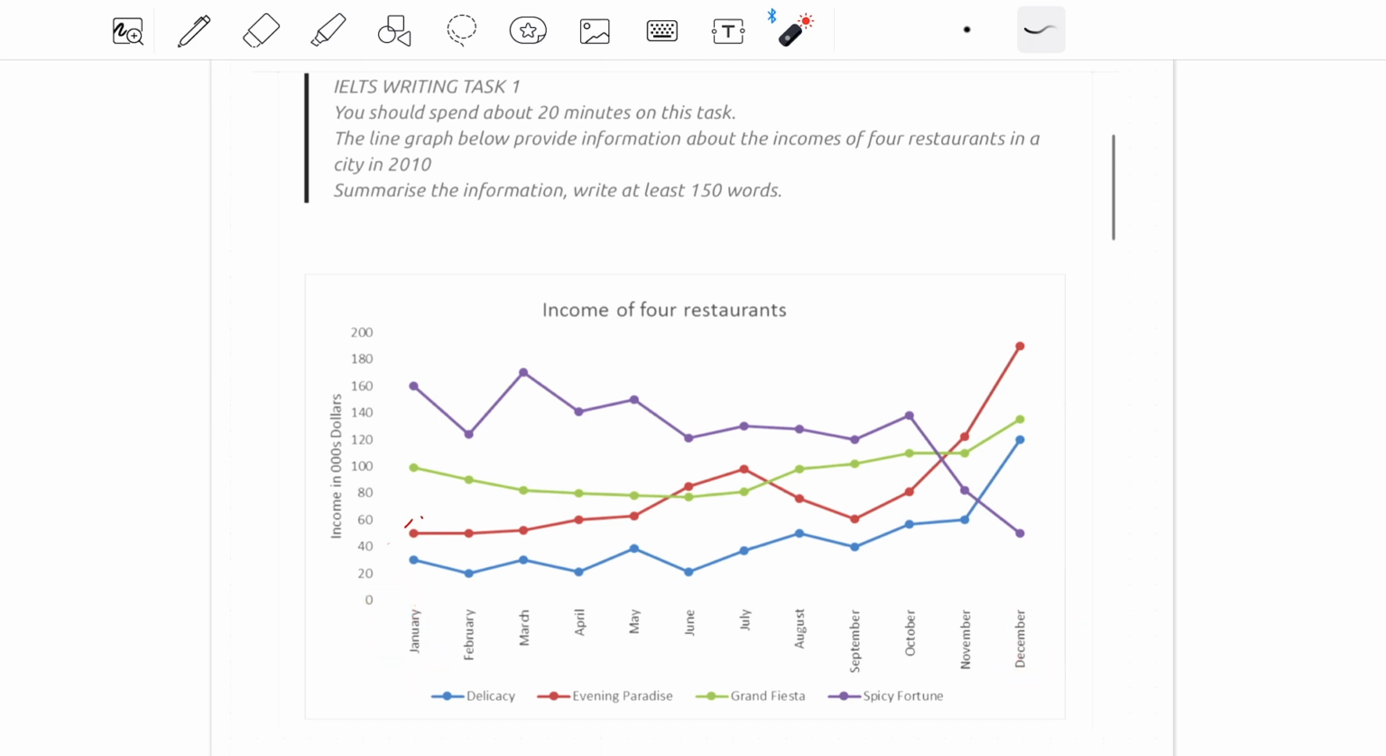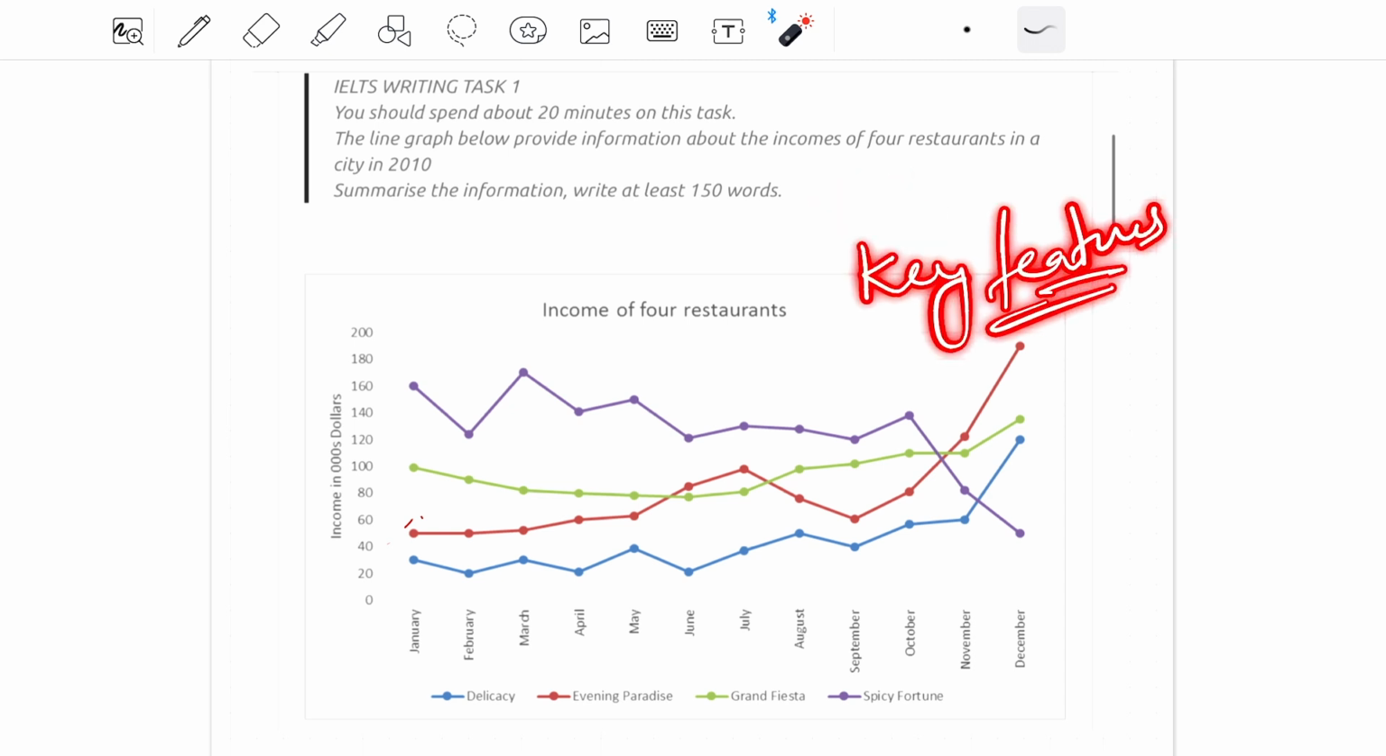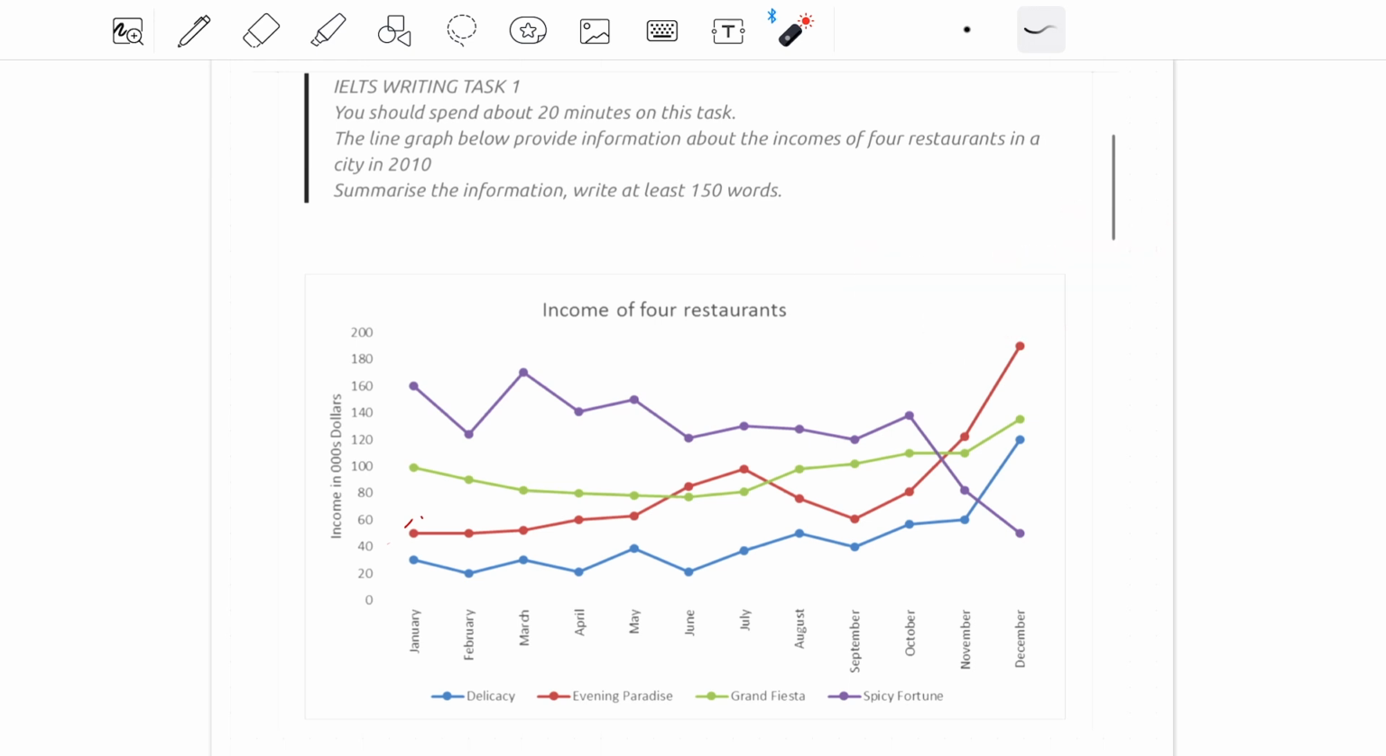Now if you remember, it says in the 8 band category in terms of task response that you need to highlight key features. That means you just need to understand what the important things happening in this line graph are. A lot of people get confused because there are so many things happening with the lines and they feel that there are too many things which they need to highlight, and that is incorrect because that's not what you need to do. You just need to highlight the important details. There are a few important details which you need to understand here.